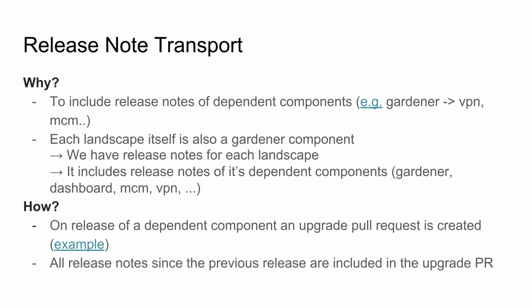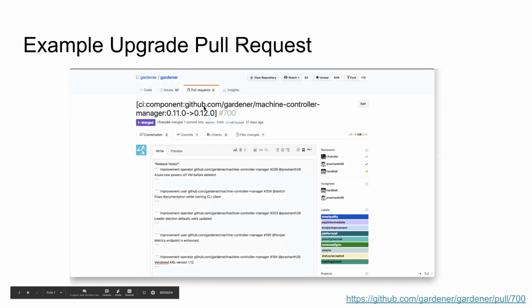And how do we do it? On each release of a dependent component, an upgrade pull request is created, and I guess Christian also mentioned the upgrade pull request last week. Here's an example of how this looks. This is an example of the Gardener component. Machine Controller Manager did a release from 0.11 to 0.12, and part of this pull request are also the release notes.